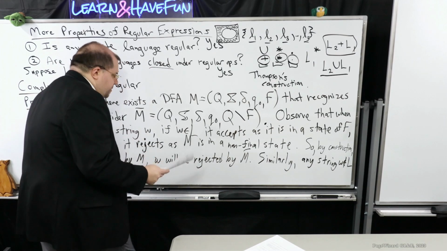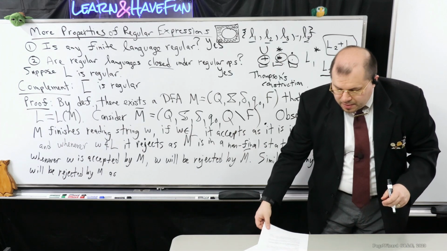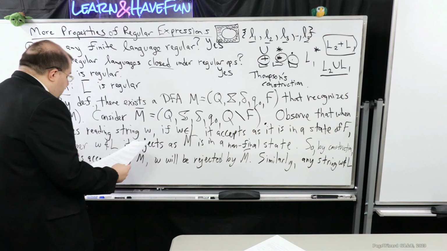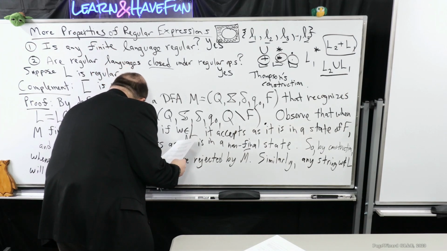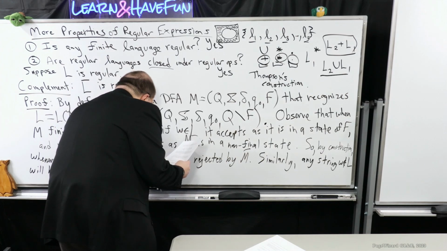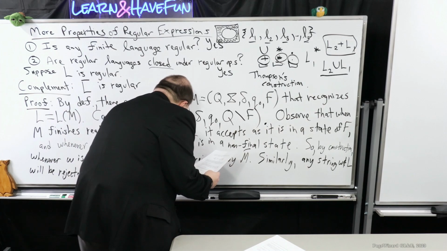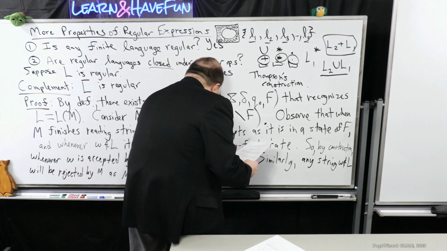For what reason? What's the reason why it rejects again? Because it's in a non-final state, right? As M will be in a non-final state. In a non-final state.